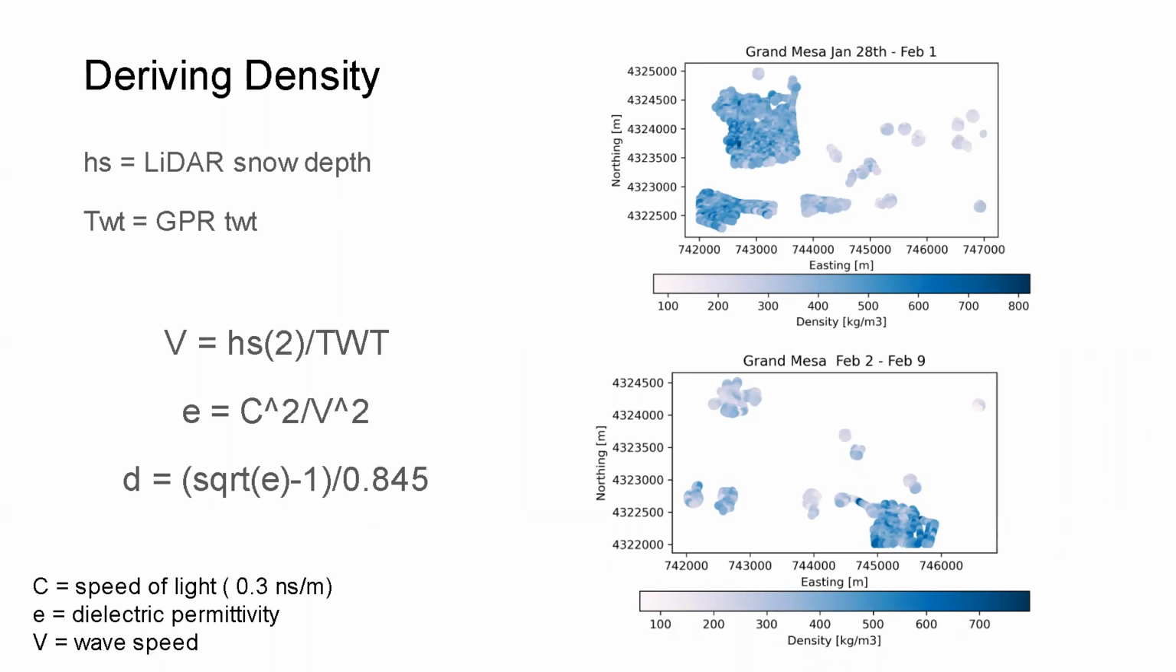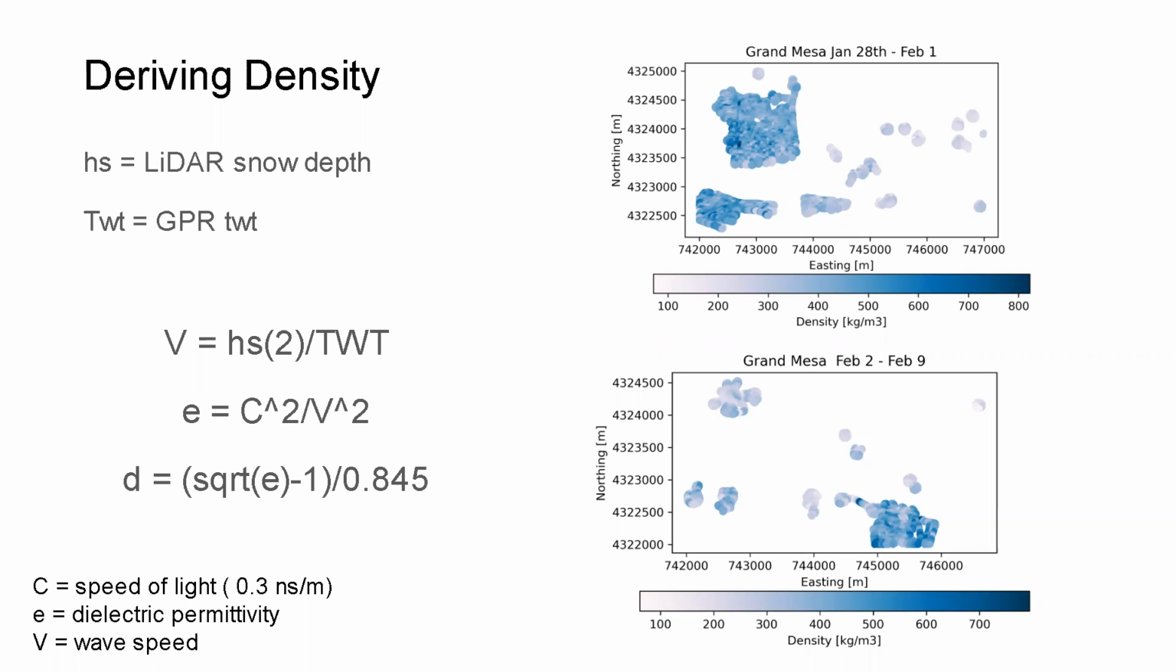From there, once we decided what days we were focusing on, we had the GPR data. With the travel time, we wanted to derive density. So what we used was the LiDAR snow depth. Once we were done with the GPR LiDAR fusion, we came into this step, and then we used the GPR two-way travel time, pretty much working backwards in terms of how you'd calculate snow depth. We calculated the wave speed, then the dielectric permittivity, to then use, here we use the Kovacs equation, to calculate density. And on the right, we can see the density within our 2 time periods.